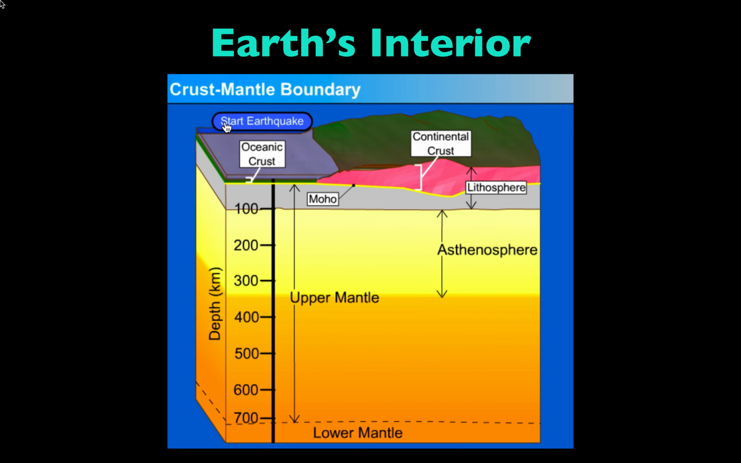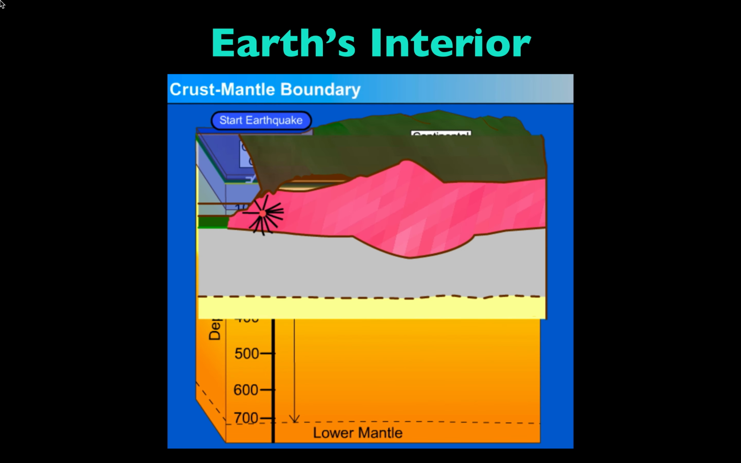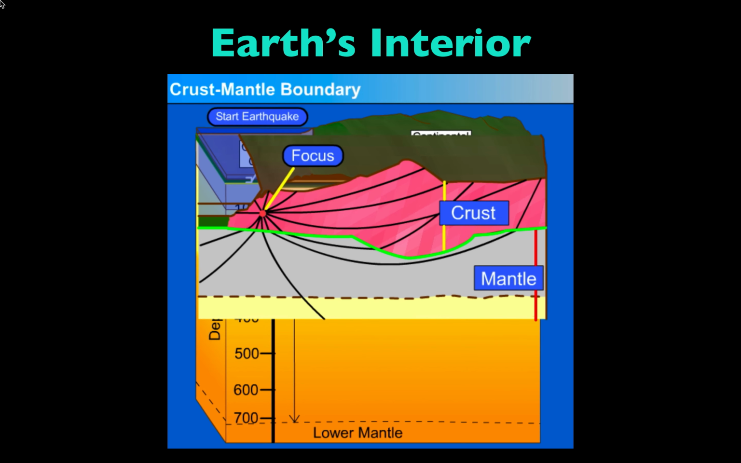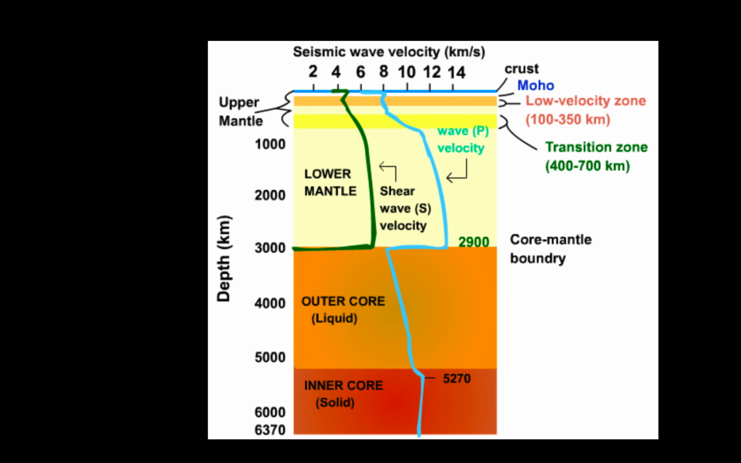This animation is going to show you something very similar. Here you have an earthquake that happens in the crust, but those earthquake waves can travel to other layers and to other parts of the Earth that are really far away. So these earthquake waves can travel a really large distance. This helps scientists, again, figure out what is inside of the Earth.